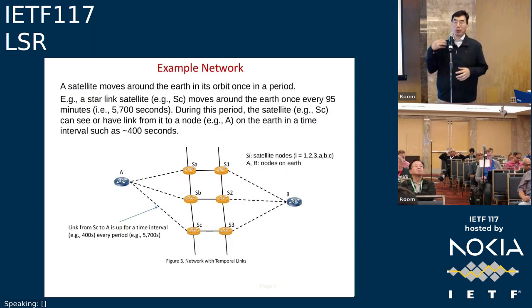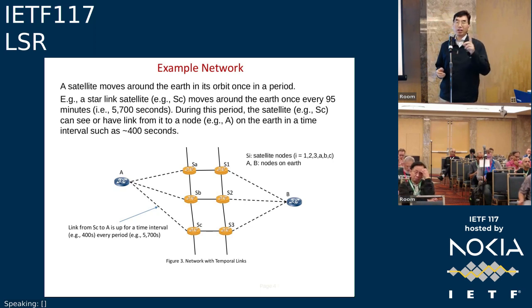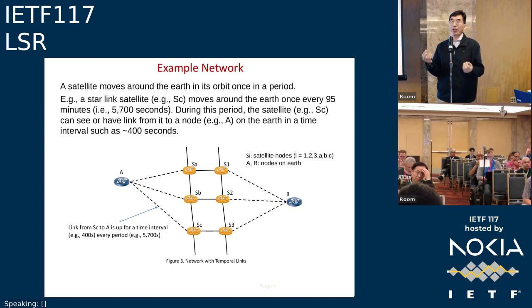First we will describe those cost functions through example networks. Here is an example network. The satellite nodes SA, SB, SC, S1, S2, S3 are satellite nodes. And then we also have ground nodes, which are nodes on the ground, node A and node B. There are links between satellite and the ground node. Those links are temporal links.